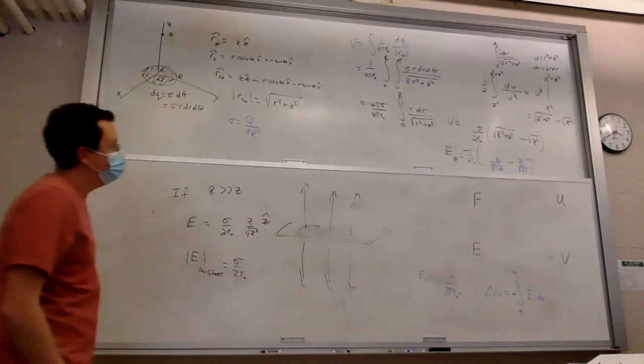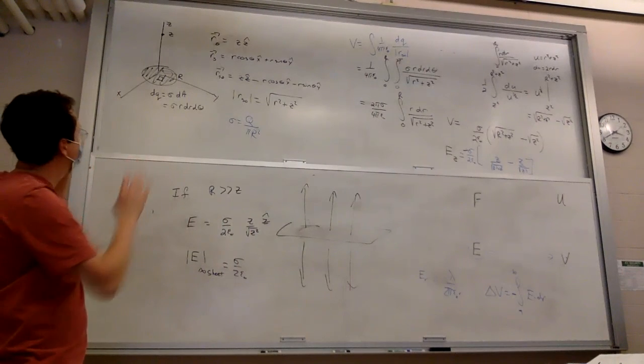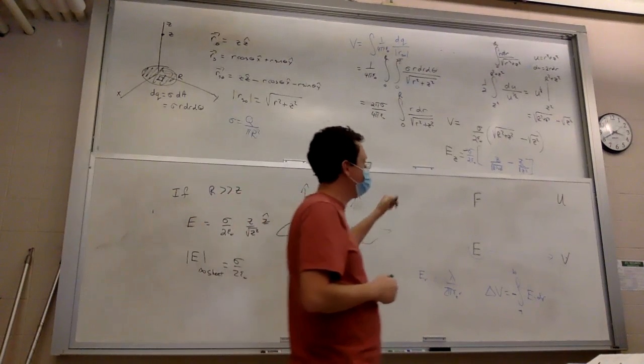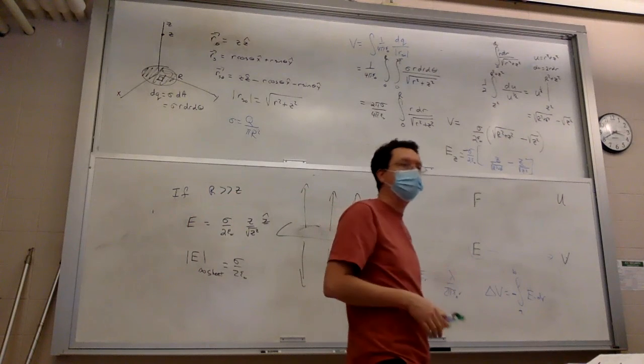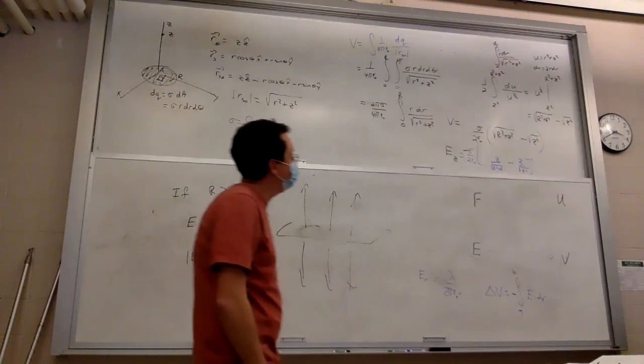Anyways, those are the two. A ring and a disc are really the ones that we do directly. The others, we're going to use some sort of sleight of hand to get the answer. All right, so let's stop there for today.